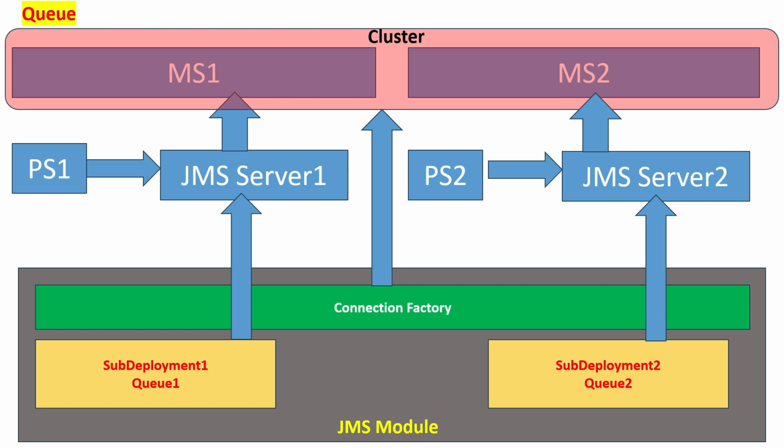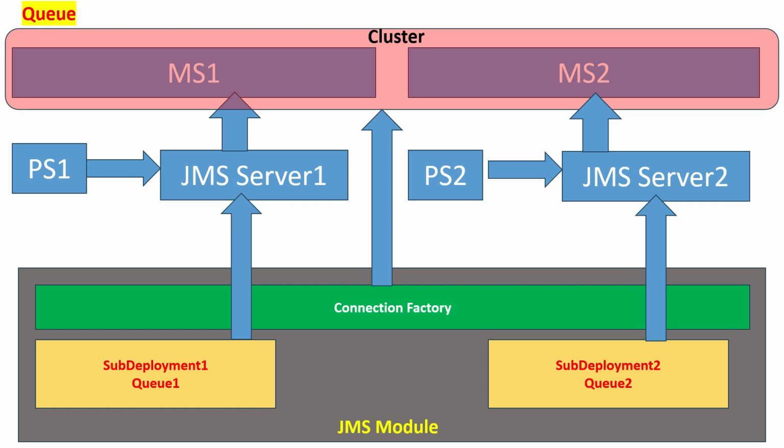And now, because there is a one-to-one mapping of the queue, along with the JMS server, with the managed server, we have to create a queue which will be available only for one JMS server. If you go for the configuration of Q1 and try to configure it for JMS server 1 and JMS server 2, it will not allow. You will not get that option.